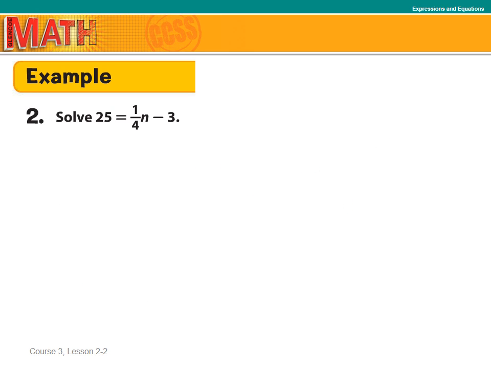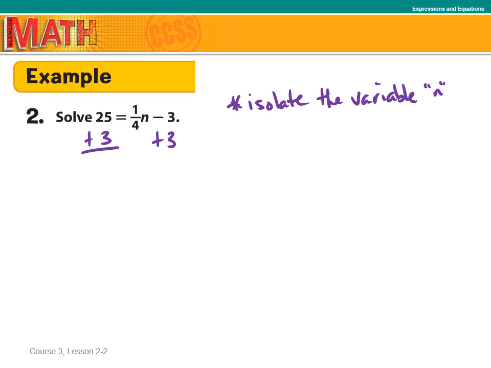Example 2, we have a fraction in this problem. Solve 25 is equal to 1/4 n minus 3. Once again, our goal, isolate the variable. In this case, it's the n. First, I need to add 3. The opposite of subtracting is adding 3. So I'm adding 3 to both sides. That eliminates this over here, makes that 0. 25 plus 3 is 28 equals 1/4 times n.